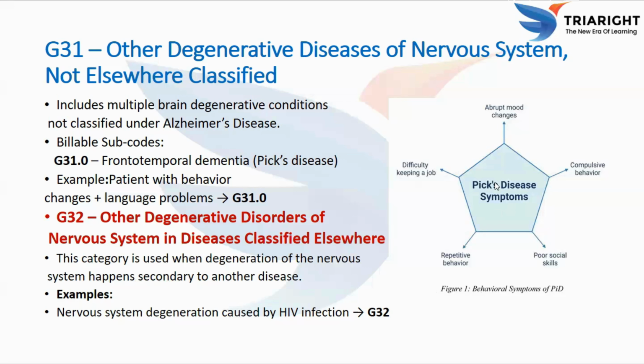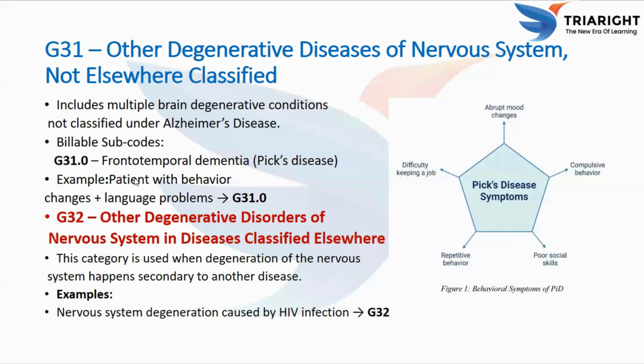So what happens? Work performance gets affected, right? This work performance drops because the person cannot manage the responsibilities properly. So why do these symptoms occur? Because the frontal lobe and the temporal lobe, which are meant for behavior, judgment, language, and emotion, become damaged, leading to behavior and personality changes. So these are the symptoms of Pick's disease.